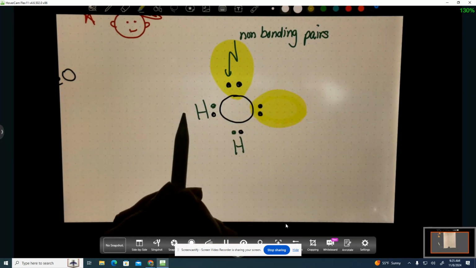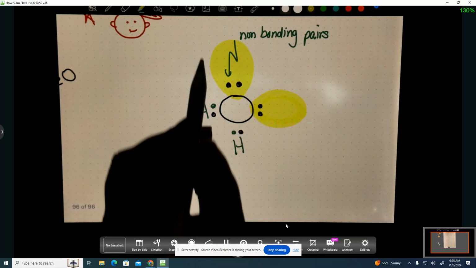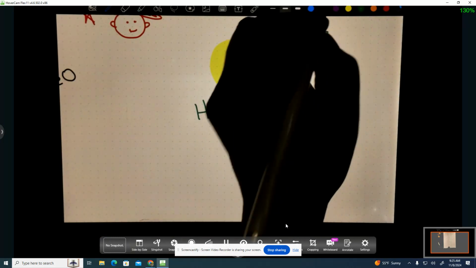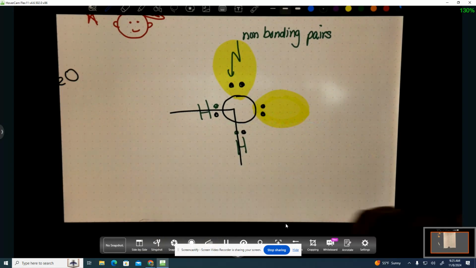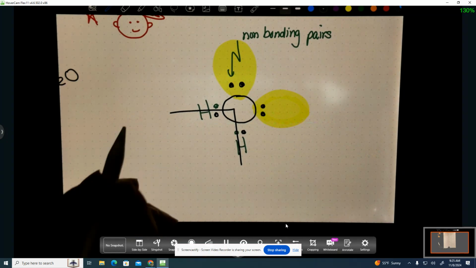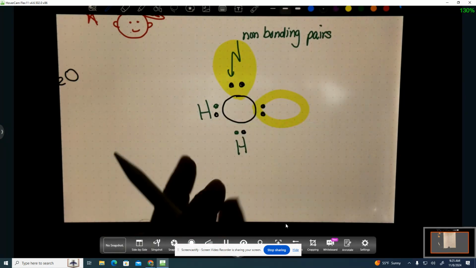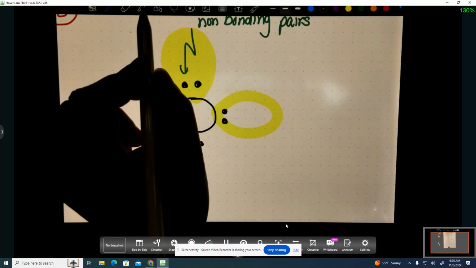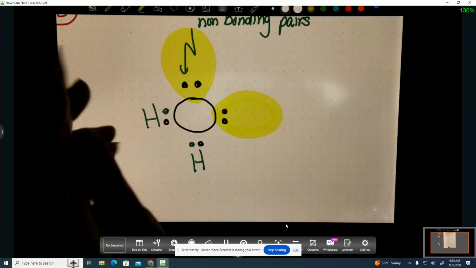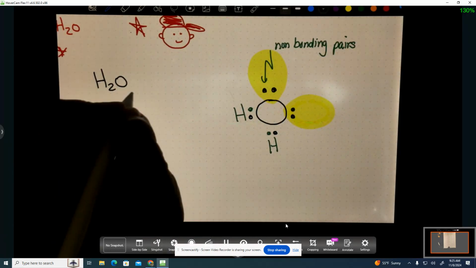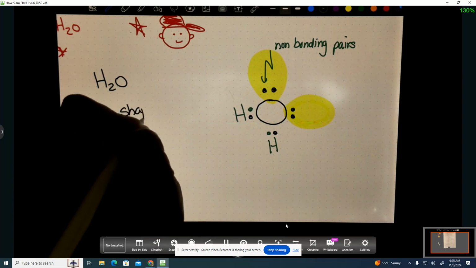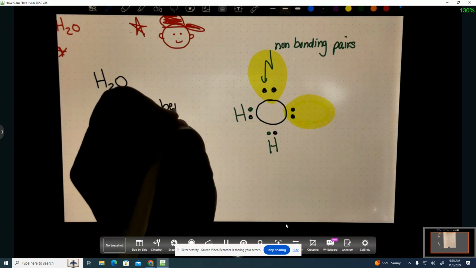Okay? So the shape of this molecule right here is bent. Kind of looks like an L shape. That's going to become important as we go on when we talk about shape. So let me just write: the shape of this molecule is bent. Shape is bent.